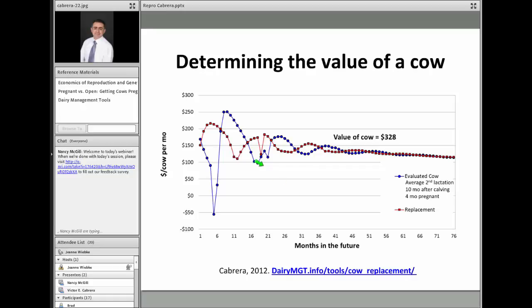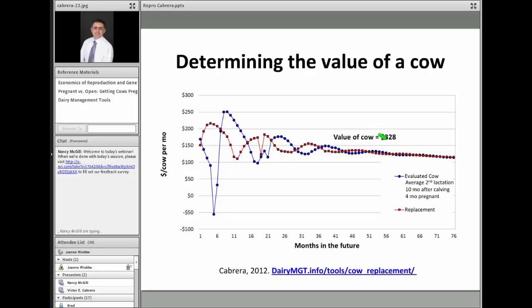Okay, and let me give you what this tool actually does. It calculates the value of a cow. How is this calculation done? Basically, what we are doing is projecting what this cow will make us in money, net return, from today to the future. And we always compare that projection with the projection of a potential replacement. So we are always comparing a cow with her potential replacement.